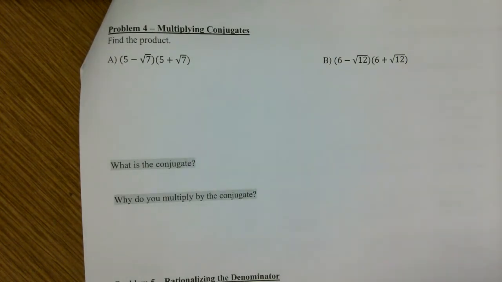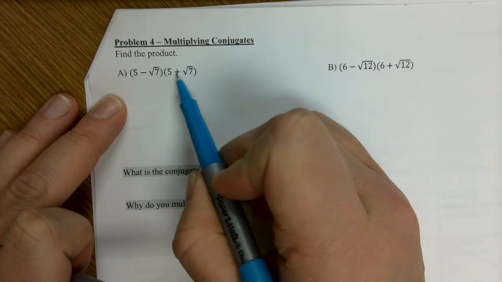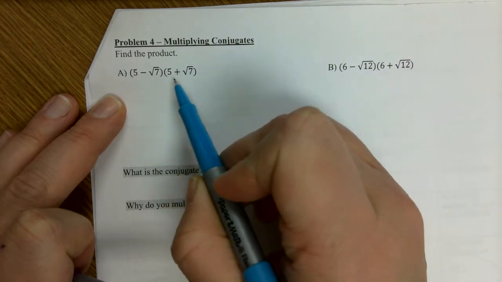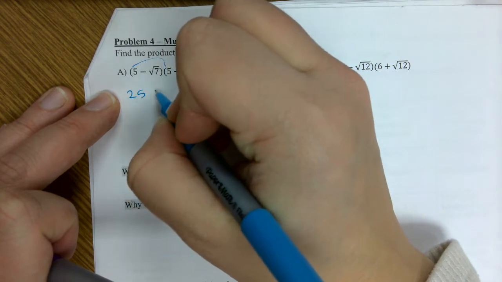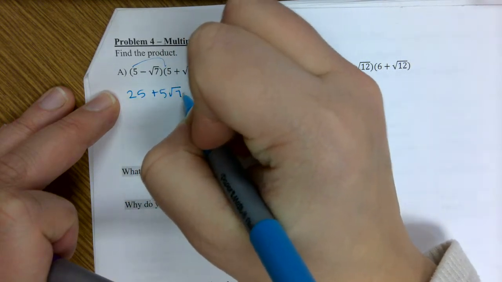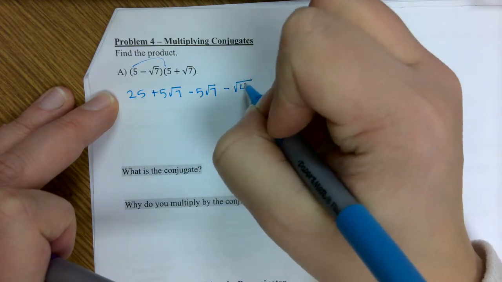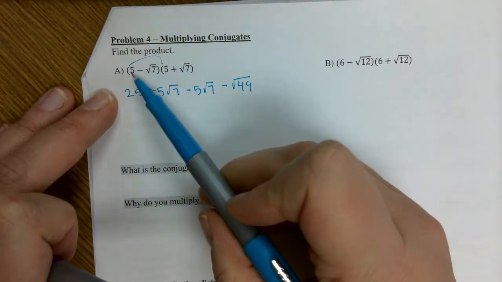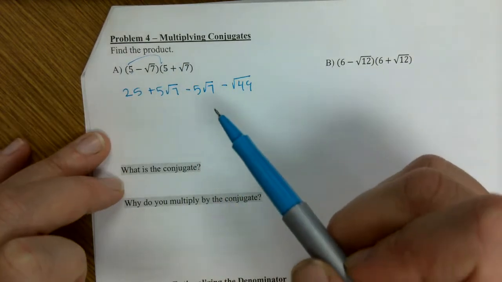So here, now I'm going to be multiplying by my conjugate. So my conjugate is basically same two numbers inside the parentheses. It's just opposite sign in between. So if I multiply this, I do my first, my outside, my inside, and my last. So first, outside, inside, last.